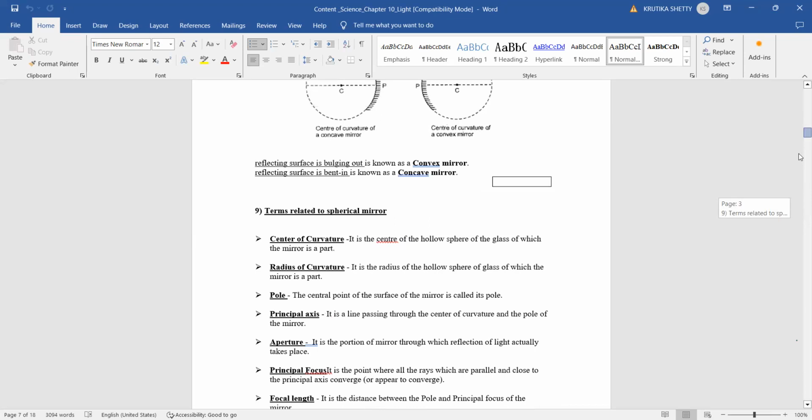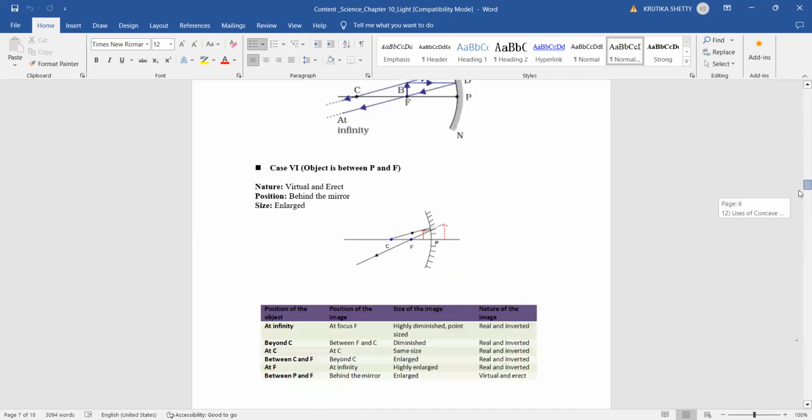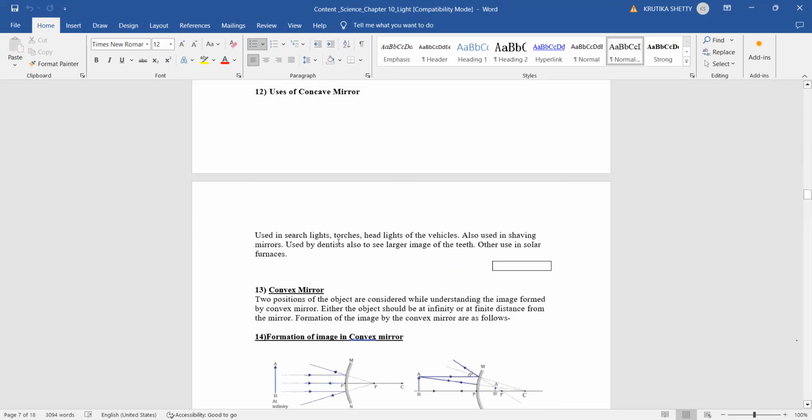Similarly, we have the concave mirror uses. Okay, here we have the concave mirror. It is used in the searchlights, torches, headlights of the vehicles, also used as shaving mirrors, also used by the dentist to see the large image of the teeth, and the other use in the solar furnace. So these are the uses for the concave mirrors. So convex mirror, concave mirror, is it clear to you? Okay. The next and the last part of this lesson is the lenses.